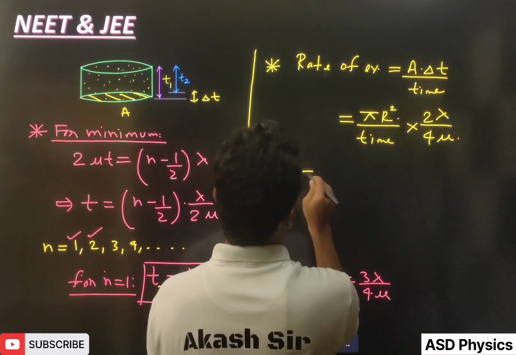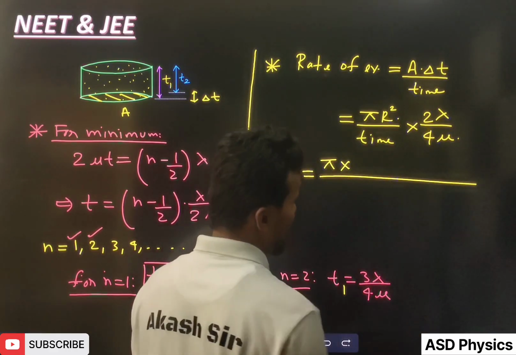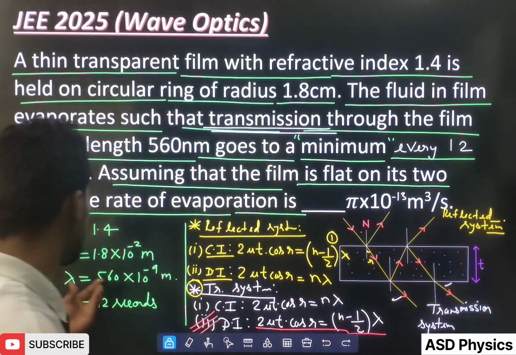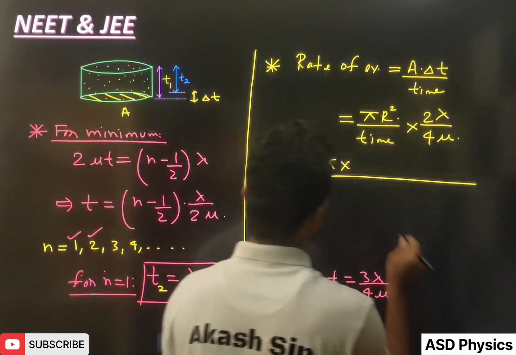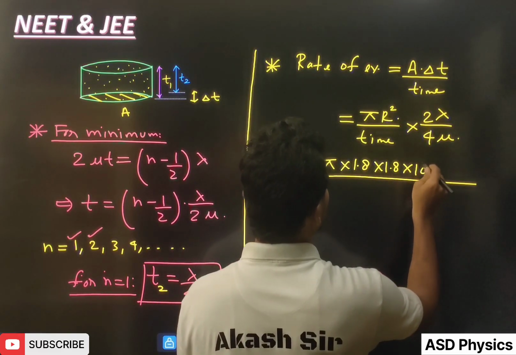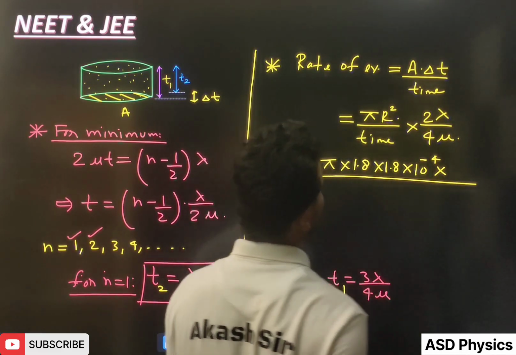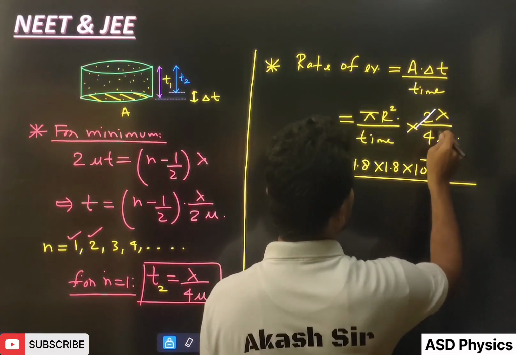Now after that, we are just going to put in the values. So this is pi, and r square, how much here? Kindly see, the r value is given: 1.8 into 10 to the power minus 2. So we can write the square: 1.8 into 1.8 into 10 to the power minus 4. And you can see very well, it will cancel out, 2 2s are 4.